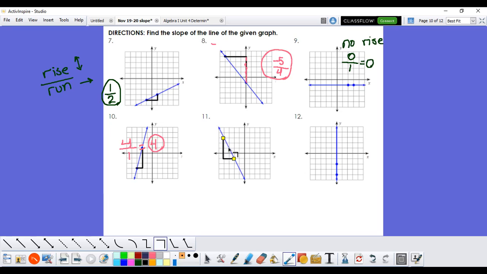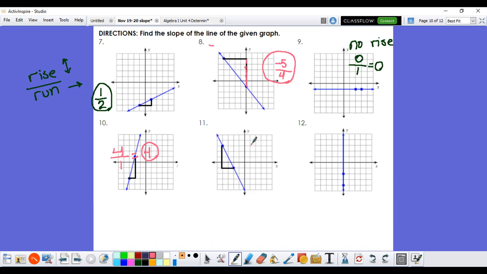And I notice from left to right that I'm going down. So that means my rise will be negative. And I just need to see how much it is. 1, 2, 3, 4. So I'm going down. It's -4. And my run is 2. And guys, this can be simplified to -2 for my slope.